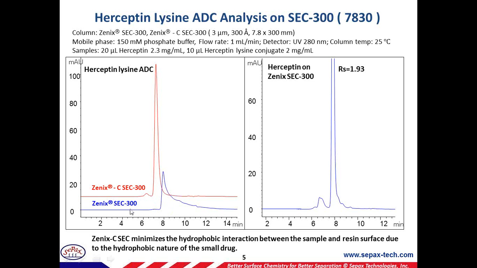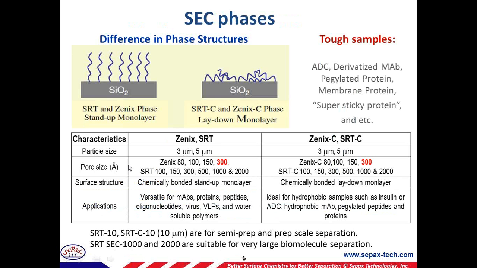All right, so what's the difference between the C-line and the non-C-line? We'll take a look at the SEC phase structures. On the left side, this is the stand-up monolayer that covers the silica surface to minimize the interaction. That actually works for most of your regular mAbs, Fc fusion proteins, and any other proteins. However, with the ADC, the hydrophobic nature from the small drug does give you much more interaction. So the C-line has a longer chain. This chain lies flat on the surface and gives more protection for the resin surface from the sample.